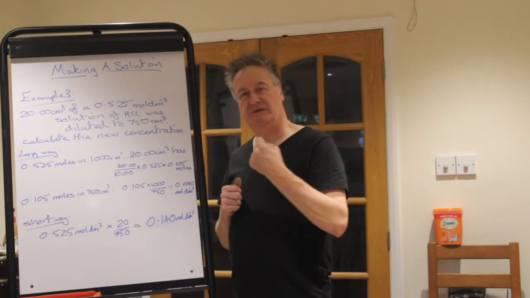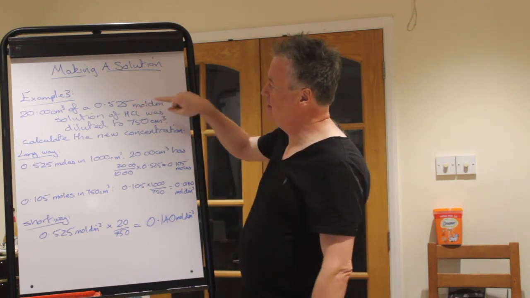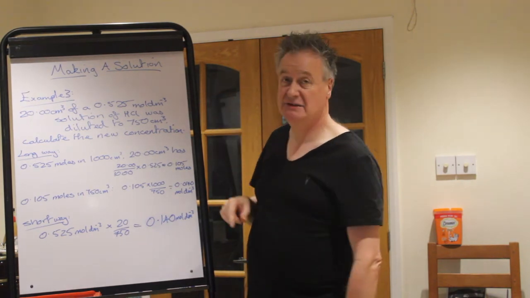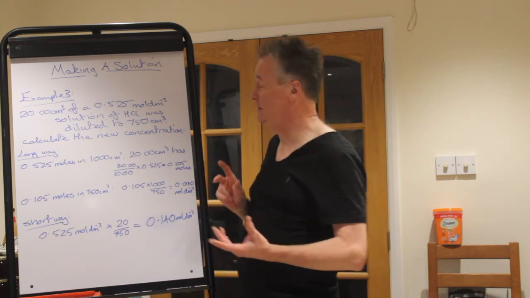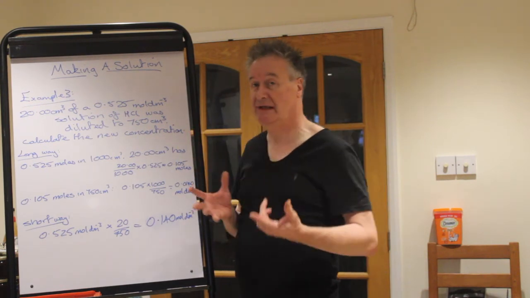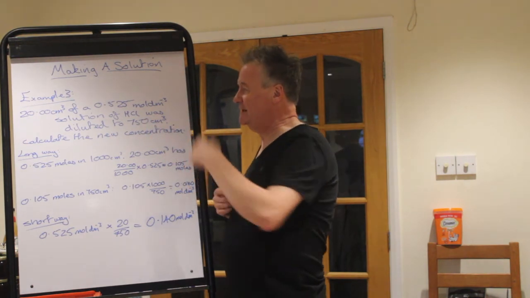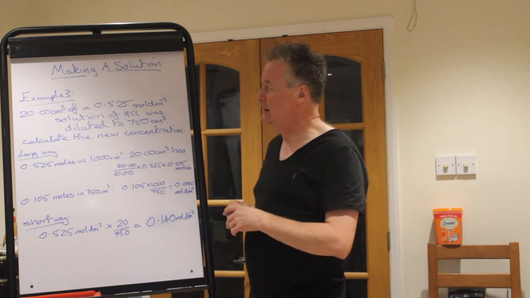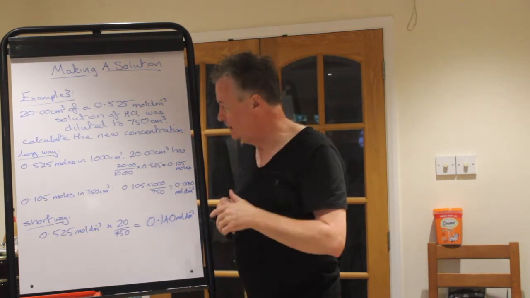So example 3, just a dilution of an already made up solution. I'm going to use 20 cubic centimetres of 0.525 moles per cubic decimetre. It says it's a solution of HCl. The actual mathematics makes no difference what substance is actually in the solution because the Mr doesn't come into it. And you're diluting it up to a volume, in this case I've chosen 750. Right, so the new concentration is what we're trying to calculate.